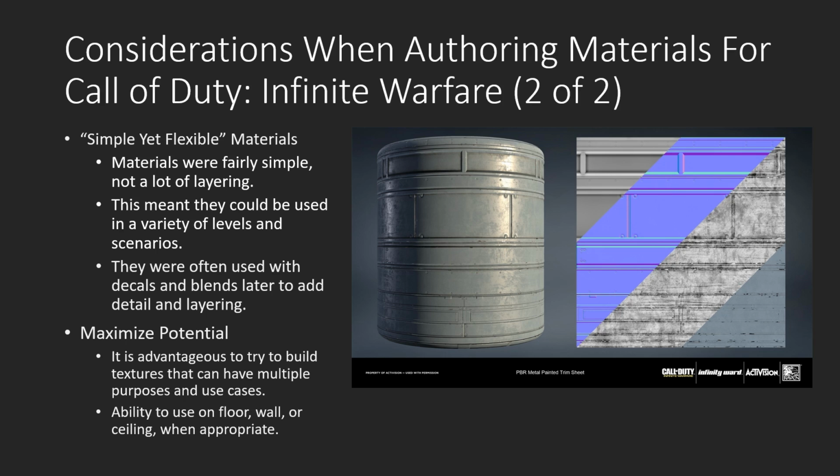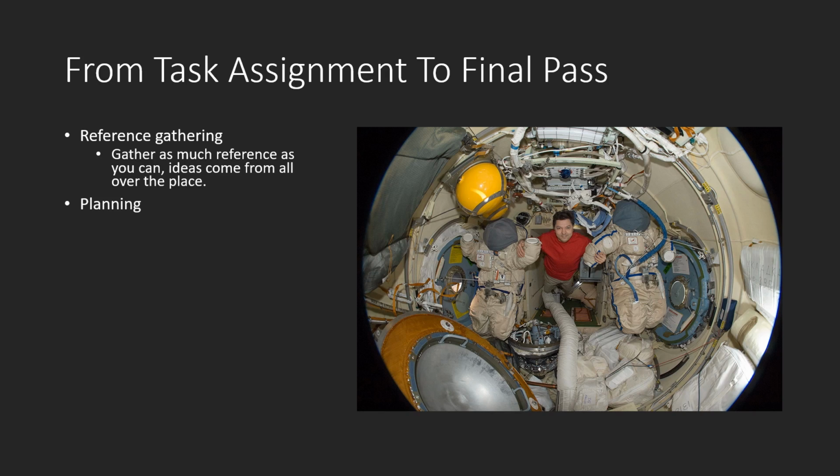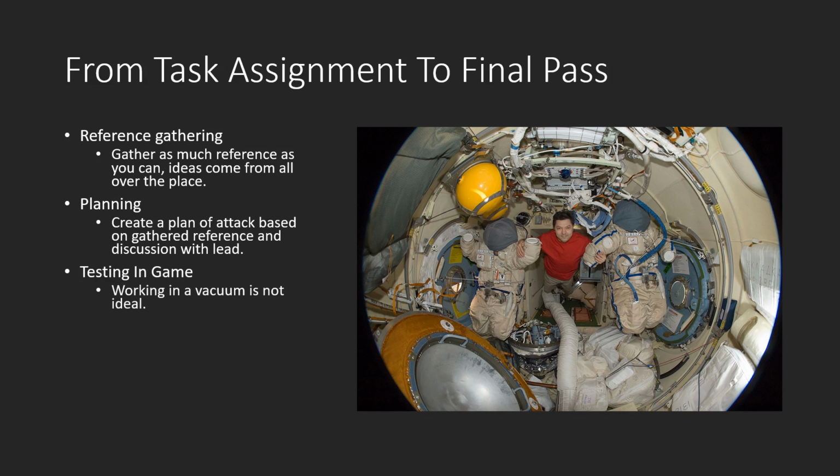All right, so I get a lot of questions about when I'm at work, how does it shake out? So I have this slide from task assignment to final pass. The first thing that I do, or is done, is reference gathering. You gather as much reference as you can, because ideas can come from all over the place. And then we have planning, where we create a plan of attack based on the reference and your discussion with your lead. And then you test it in game, as I mentioned earlier.